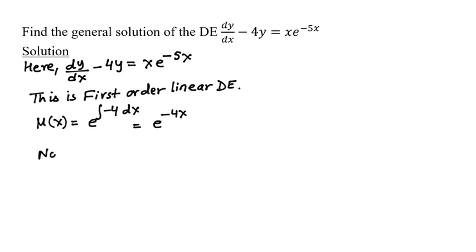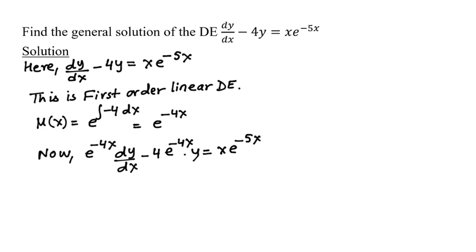Now, if we multiply on both sides of the above equation by the integrating factor, it will be e to the negative 4x dy over dx minus 4 e to the negative 4x times y is equal to x e to the negative 5x is already there on the right hand side. Now we are multiplying this by e to the negative 4x.